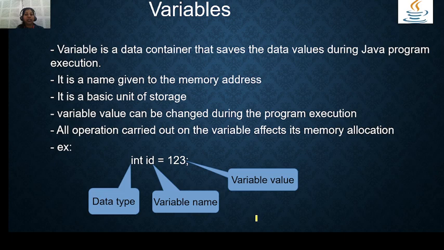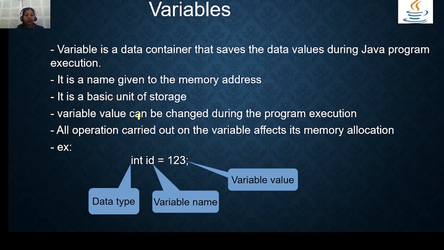So variable is a data container that saves the data values during the Java program execution. So you have defined int, string name, but what will be the value for that? So suppose string name is equal to PICT. So variable name will be that name or the college name. Okay, so it is the name given to the memory address. It is the basic unit of storage.